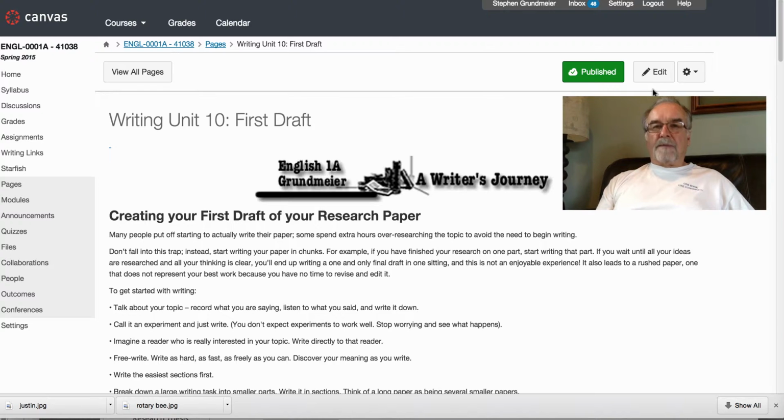This is an important paper. It's worth 150 points. And there are a lot of different components to the research paper. Many of those components you've already done. For example, you've done the annotated bibliography.